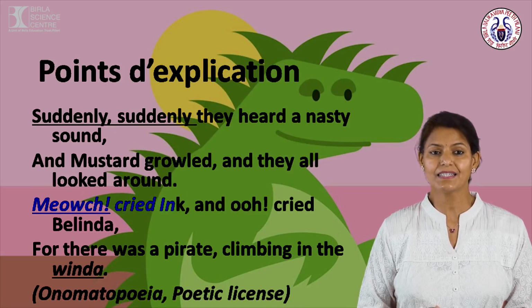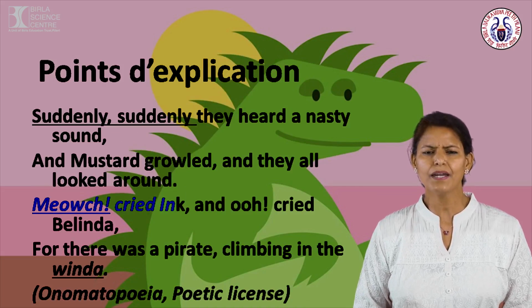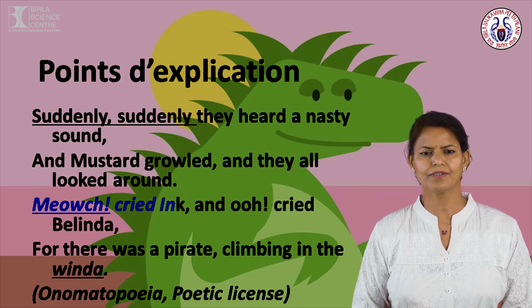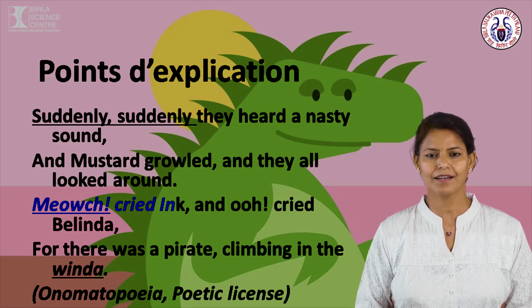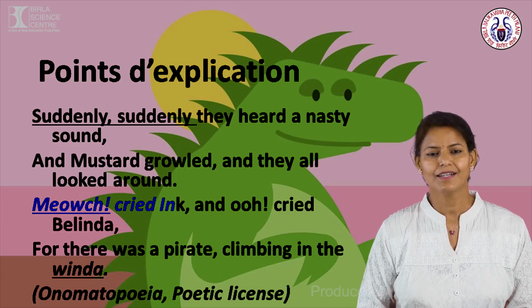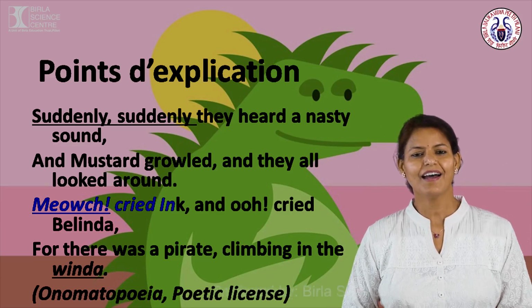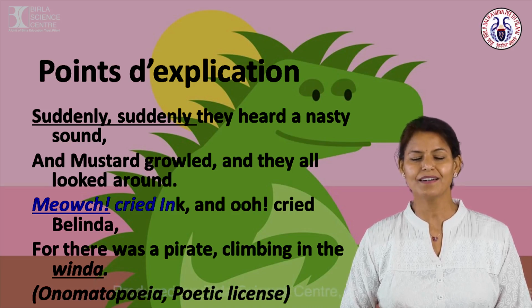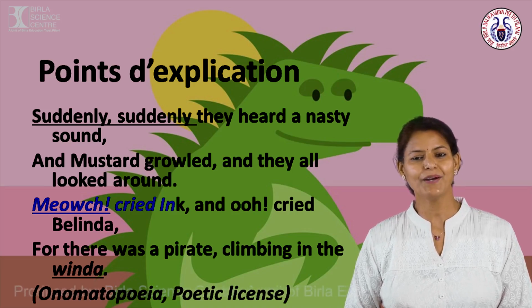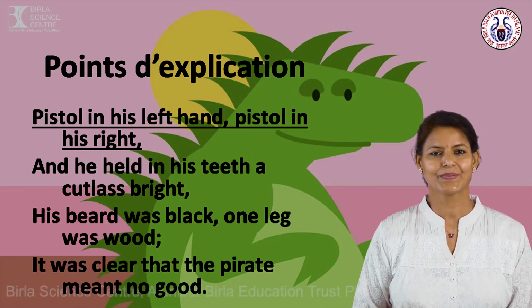Suddenly, they heard a nasty sound, and Mustard growled, and they all looked around. "Meouch," cried Ink, and "Ooh," cried Belinda, for there was a pirate climbing in the window. So here, "meouch" is the onomatopoeia, and the spelling of "window" has been changed to "winda" so that it rhymes with Belinda. And again, the poet has used poetic license.